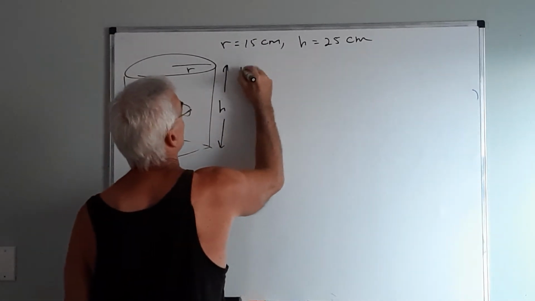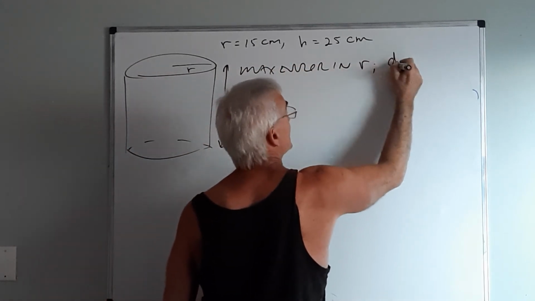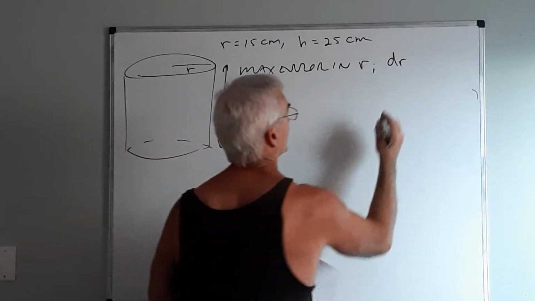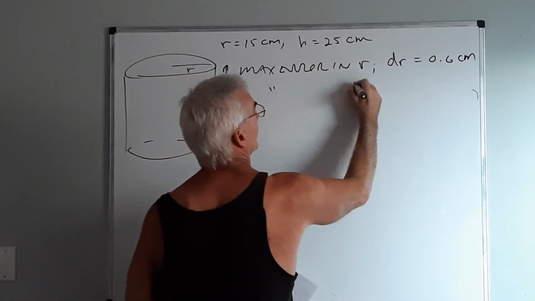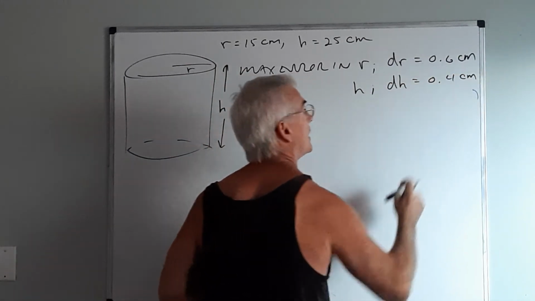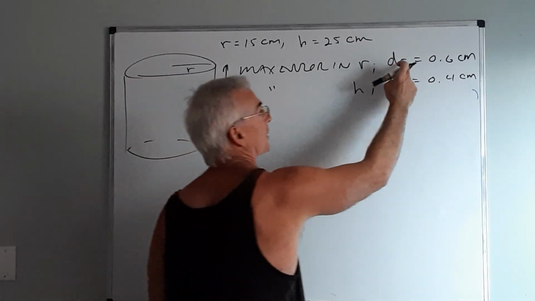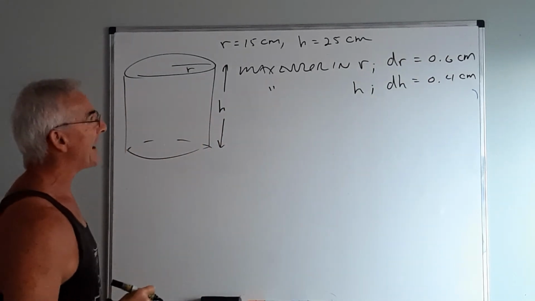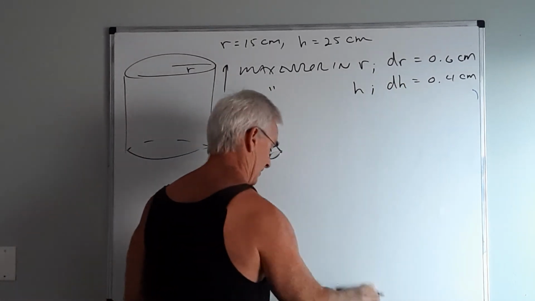In fact, let's say that the maximum error in r, that would be dr, by the way. That's exactly what that would mean. Let's say that the maximum error in r was 0.6 of a centimeter. And then the maximum error in height, which we would call dh, let's say is 0.4 of a centimeter. That's the most it can be off. It could be 0.6 too big, it could be 0.6 too small, or anything in between. So what we want to do is calculate what is the maximum error in the volume of this shape right here if I achieve the maximum errors individually.